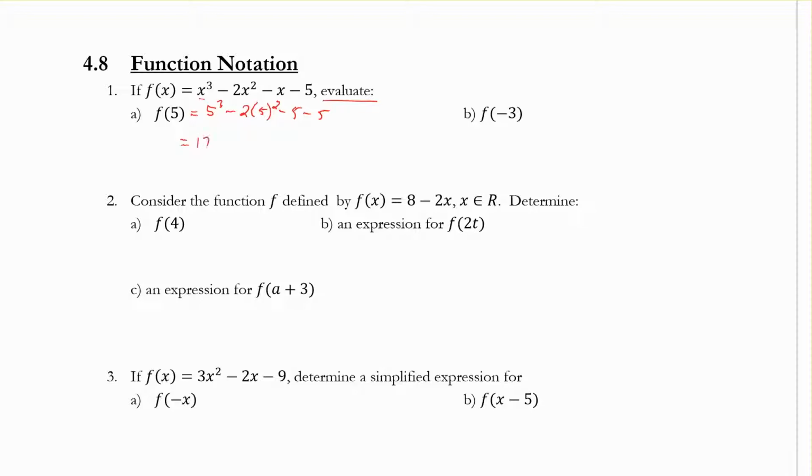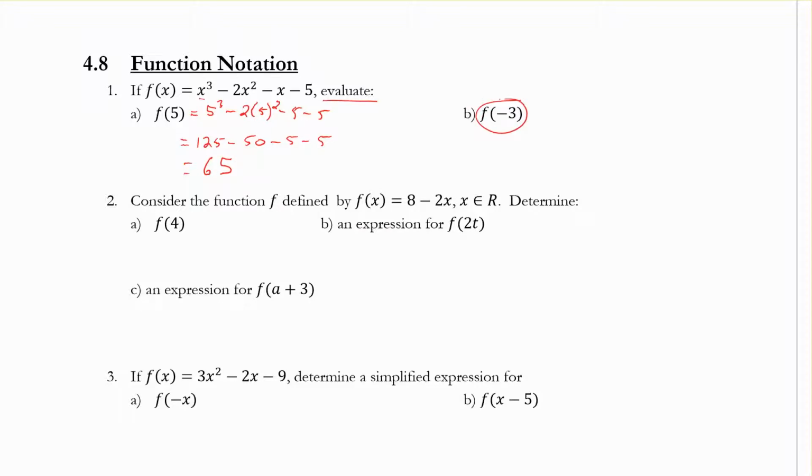So that would be 125 minus 50 minus 5 minus 5. So that's equal to 65. All right. So go ahead and do this one on your own.